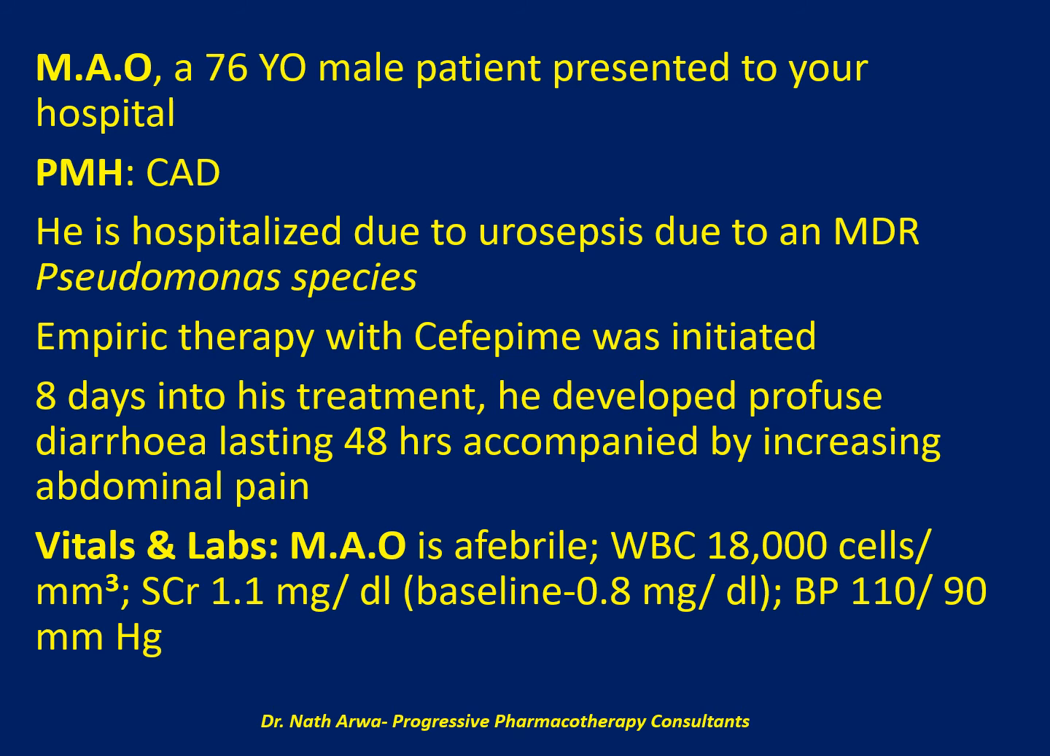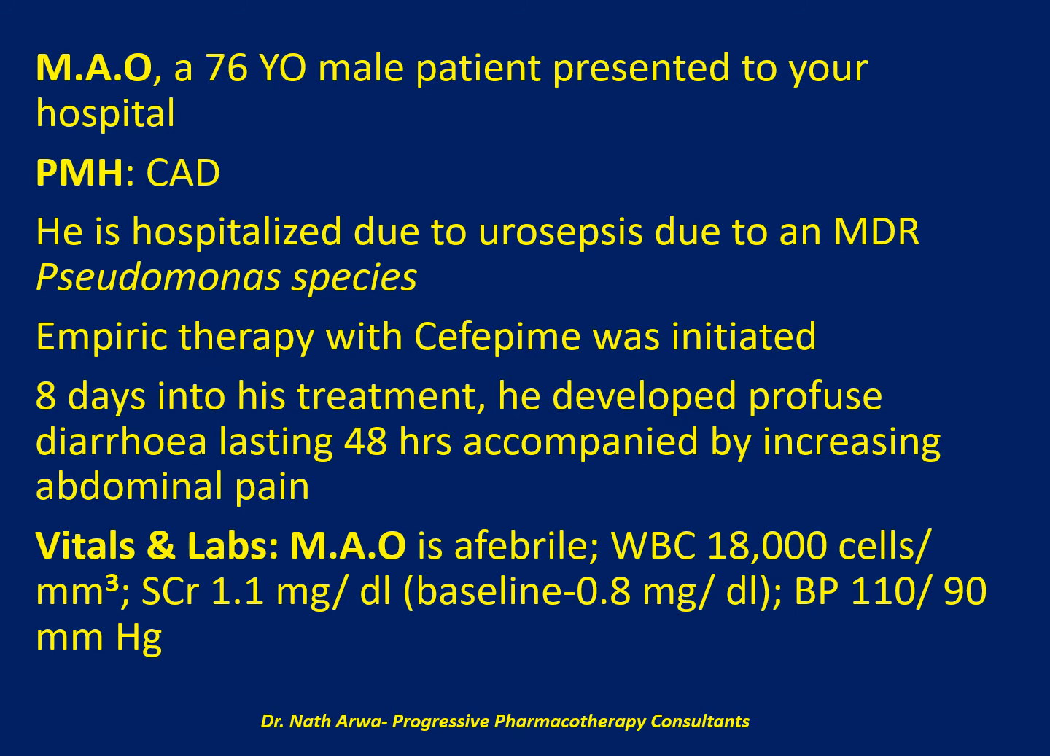And it reads, Mr. MAO, a 76-year-old male patient, presented to your hospital with a past medical history of coronary artery disease. He is hospitalized due to urosepsis due to an MDR Pseudomonas species. Empiric therapy with cefepime was initiated on admission, and 8 days into his treatment, he developed profuse diarrhea lasting 48 hours, accompanied by increasing abdominal pain.